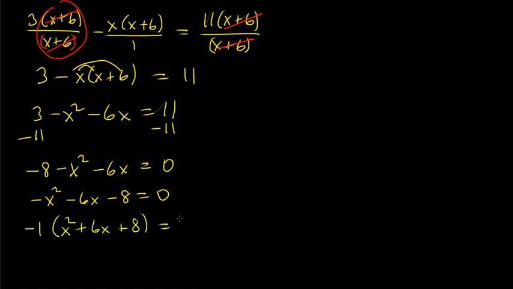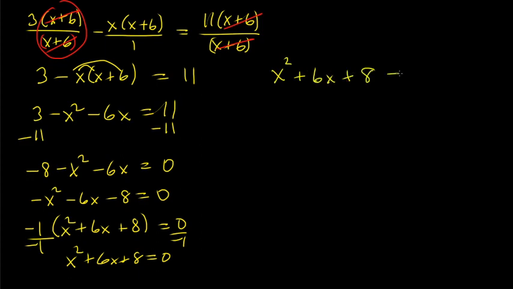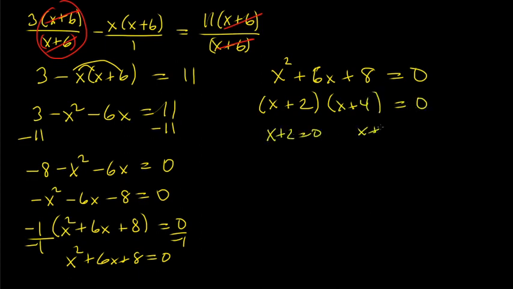Makes it a lot nicer. We could divide by negative 1 on both sides, right? And we're left with x squared plus 6x plus 8 equals 0. And since I'm running out of space, let me just put that way up here. So I'm assuming you can solve this in your sleep now. You've done this many, many times. Factor the left side. It's just x plus 2 times x plus 4. So when you set those equal to 0, we get two solutions. We get x equals negative 2 and x equals negative 4.